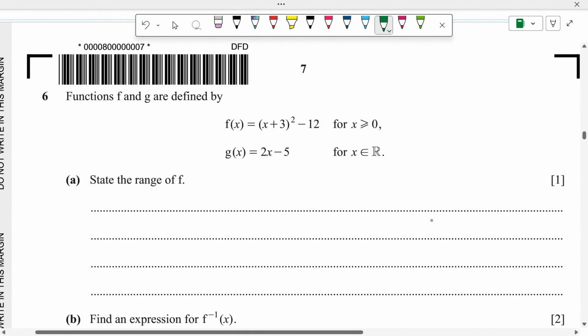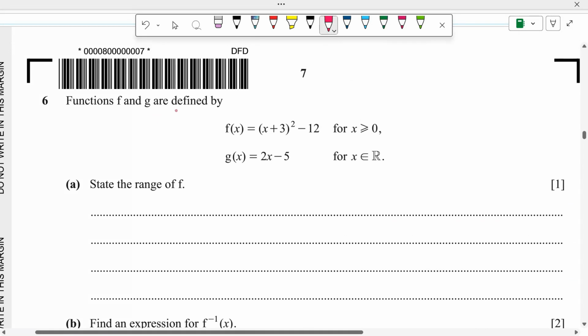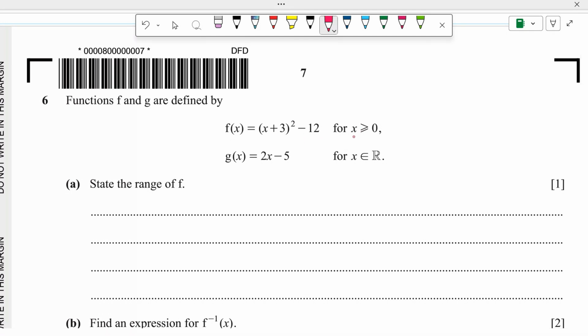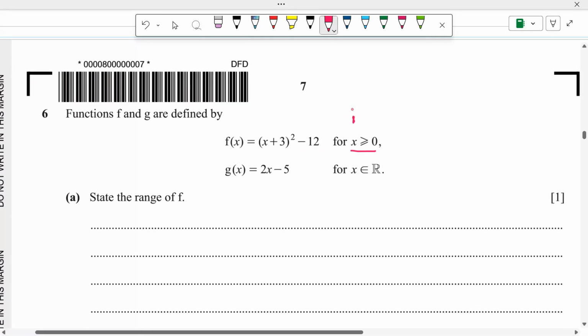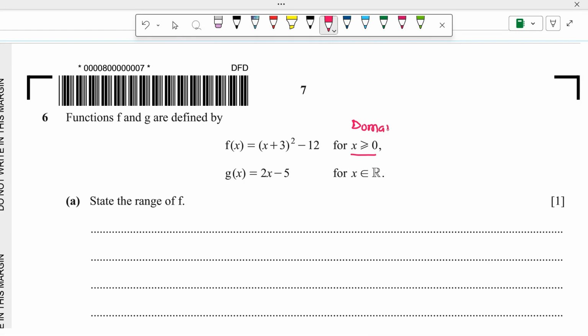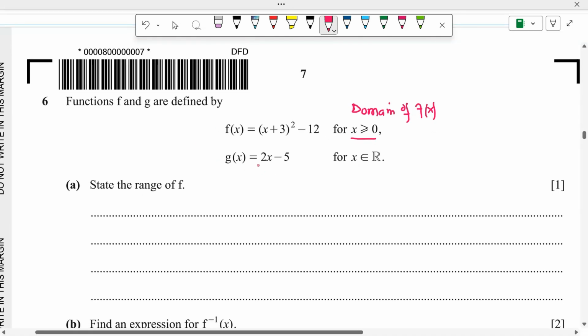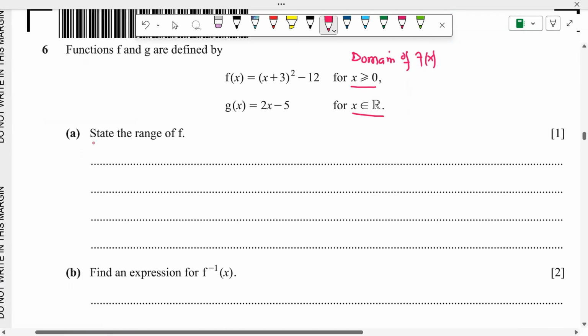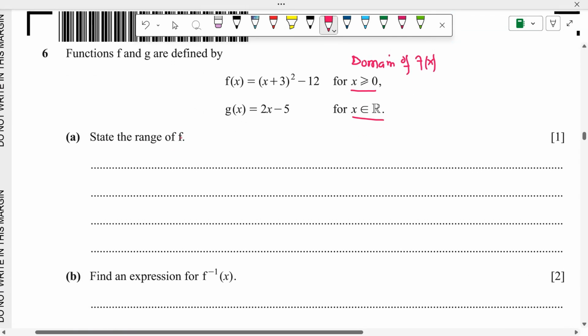Let's move to question number 6. Functions f and g are given. f of x is equal to (x plus 3) whole squared minus 12 for x greater than or equal to 0, so this is the domain of f of x, where g of x is equal to 2x minus 5 and the domain of g of x is the real numbers. State the range of f of x.